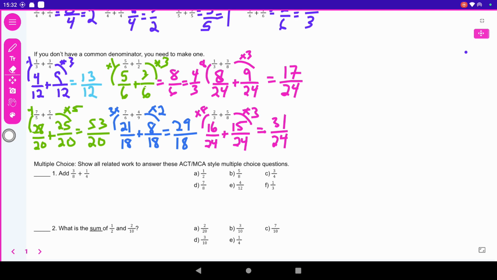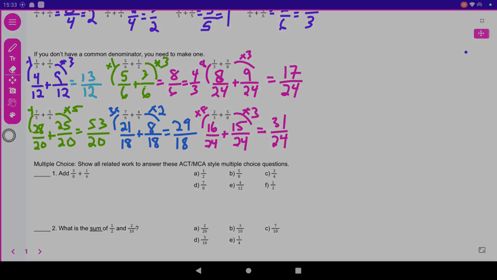Go ahead and complete the rest of this worksheet, front and back. And when you finish, turn it in to your teacher.